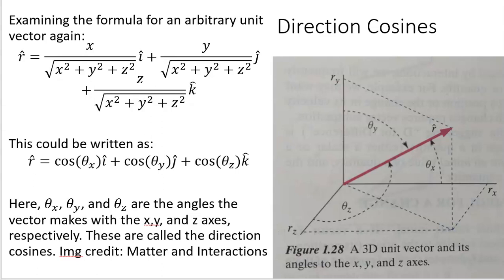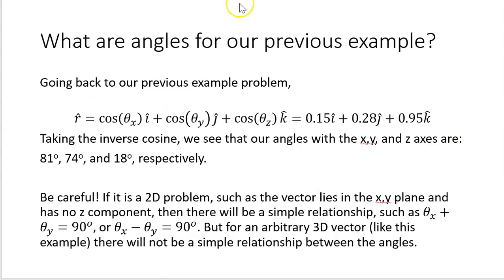So let's go back to our little example that we had before, with our vector with the 1.5 meters and so on and so forth components that we just did, and we just found the unit vector for. So remember that our unit vector for that vector was 0.15 i hat plus 0.28 j hat plus 0.95 k hat. Okay, so those are our direction cosines.